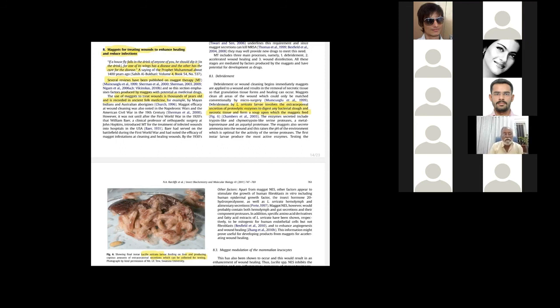Feeding on liver and producing copious amount of extra oral secretion which can be collected for testing. Very interesting, very interesting. I can't see the name, but it was very interesting. Anybody else wants to share?